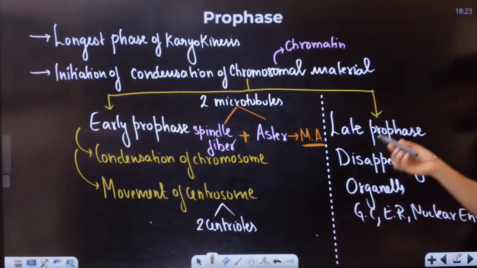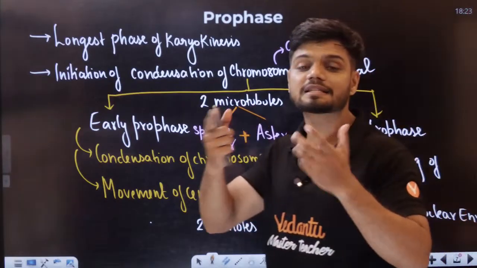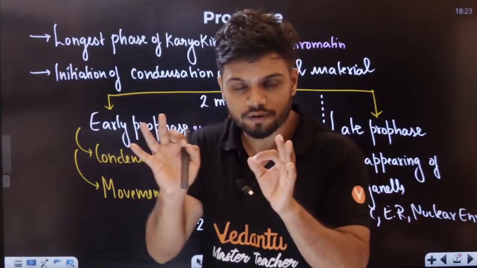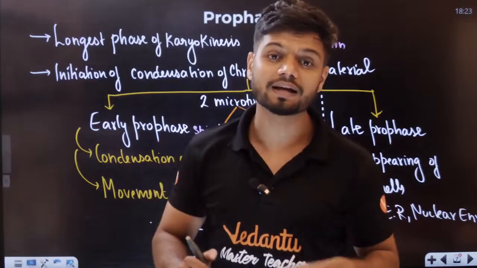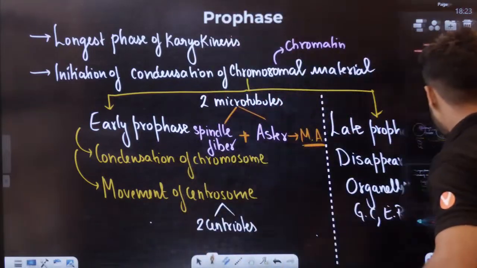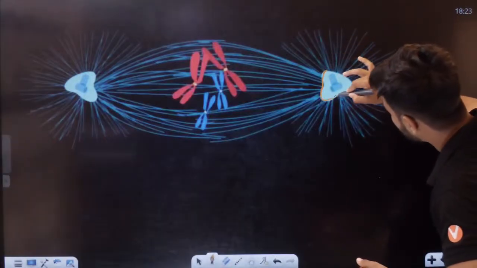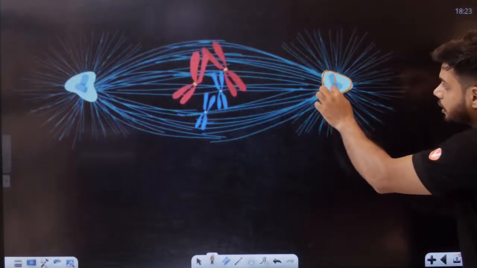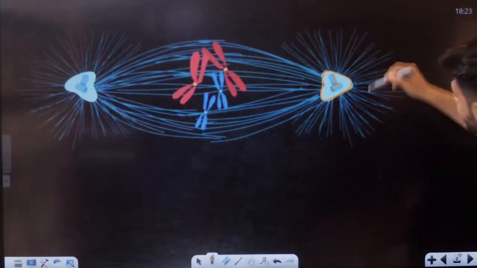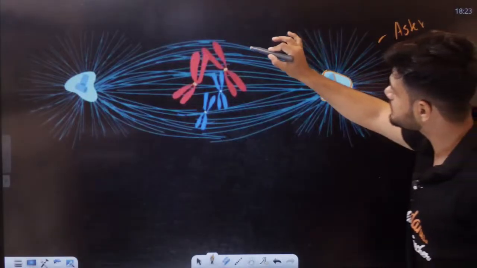Now, as we come to late prophase, disappearing of organelles is happening: Golgi complex, ER, nuclear envelope, everything is disappearing by the end of it. With that, a cell is now ready to go to the next stage, called metaphase. Students, can you see here? This is the entire centrosome. Centrosome has two centrioles, which are perpendicular to each other. And here we can see the asters. Here we can see the spindle fiber.